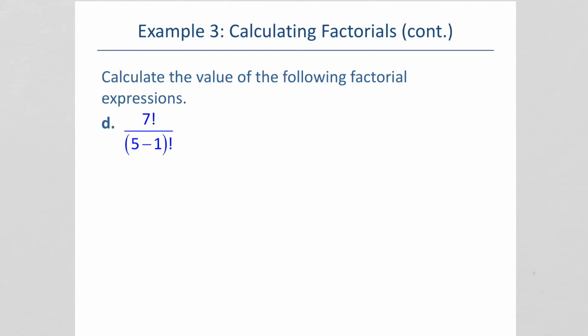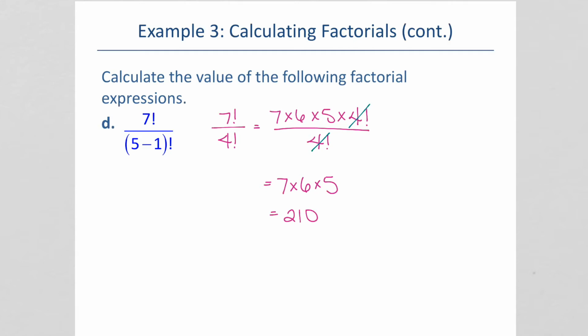7 factorial over (5 minus 1) factorial. Notice the 5 minus 1 is in parentheses, so we go ahead and subtract here to get 4 factorial. And so we can say 7 times 6 times 5 times, I'm going to stop with 4. Since we have 4 factorial on the bottom, I can cancel those out. And so all we have is 7 times 6 times 5. That is 210.